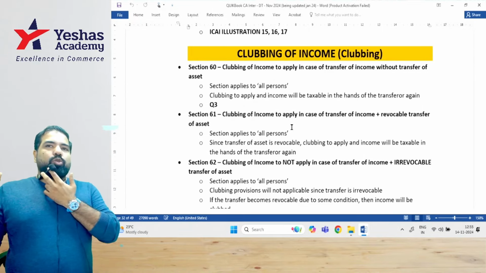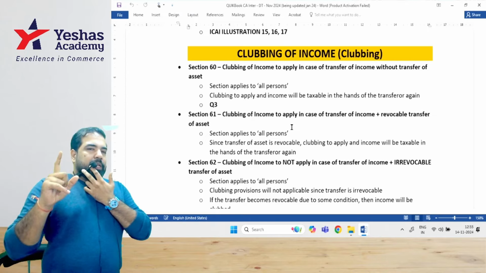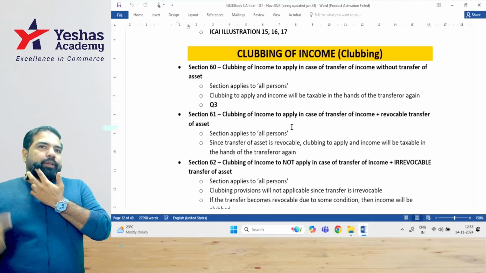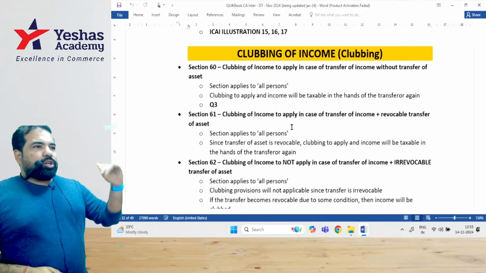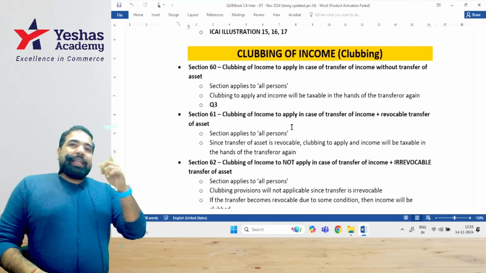I'm giving you some examples. You win a quiz contest, that is the child's income. Using that money, you make an FD and you have interest. Will that be clubbed? Yes. Guys, generally accretion to income, accretion means that is not clubbed.